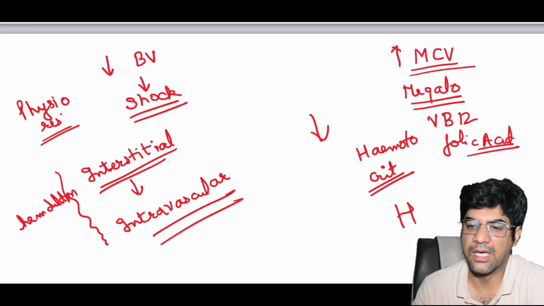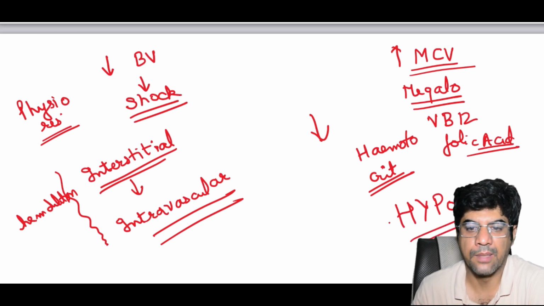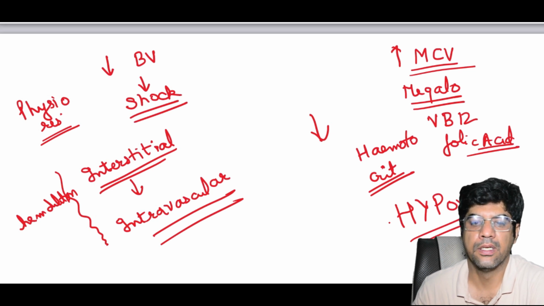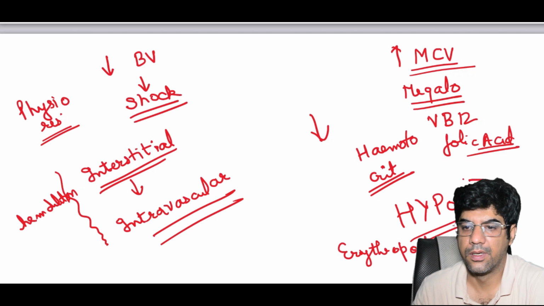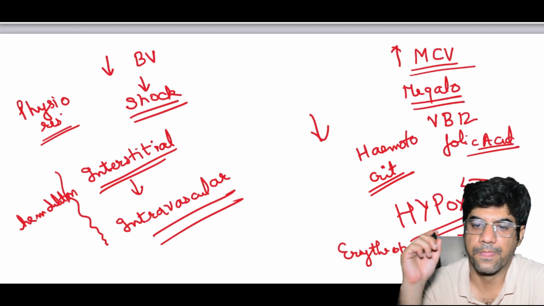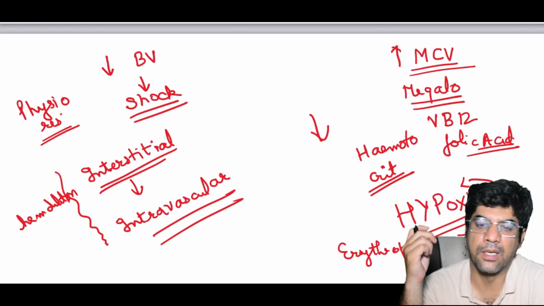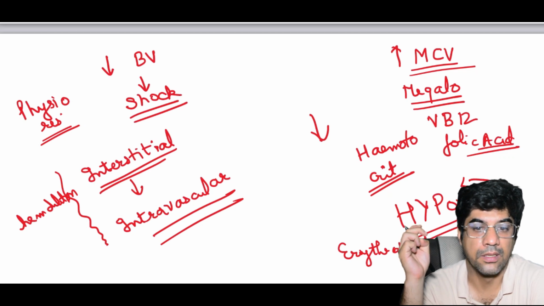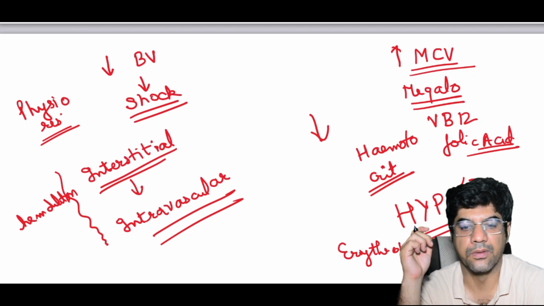and that results in decreased hematocrit. Apart from that, you will see hypoxia, that means reduced oxygen level in the tissues. That would stimulate the production of erythropoietin, a hormone that promotes increased red blood cell production in the bone marrow.